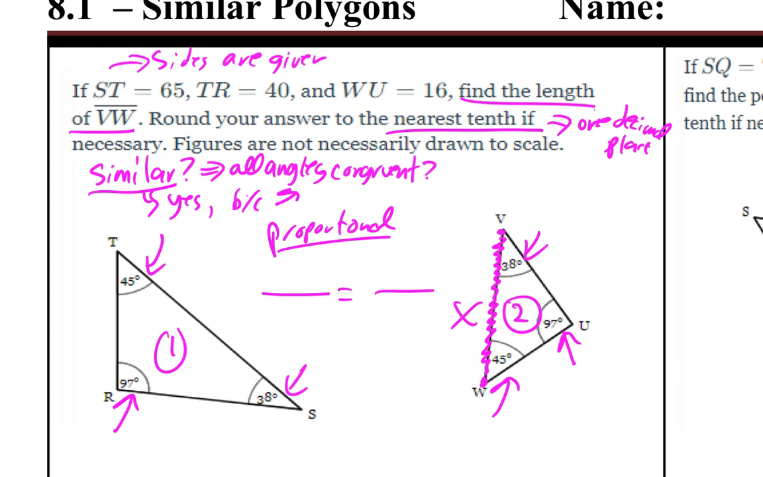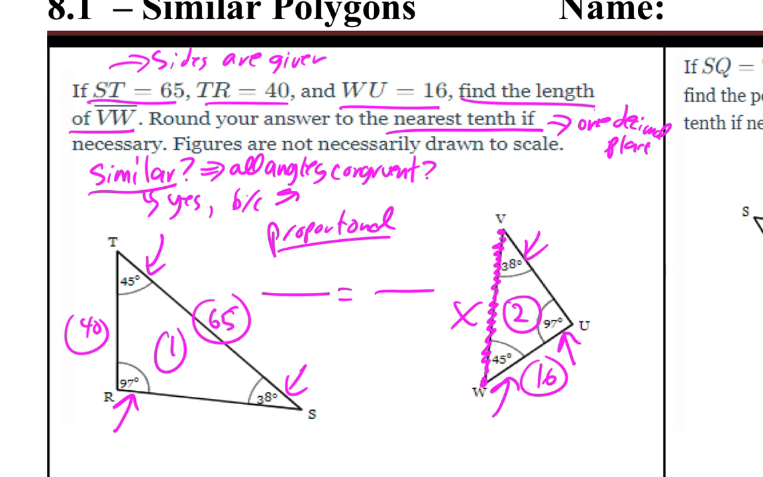Okay, so ST equals 65. It'll be 65 right over there. TR is 40, so we're going to say 40 right over there. WU is 16. So if that's the case, we know two of them over here, so we can put that over there. Let's see if we know these other ones. We know the one between 97 and 45, we do have it over here. It's 40, so we have a corresponding there. And then we have 45 and 38 for x. Between 45 and 38, we have 65.